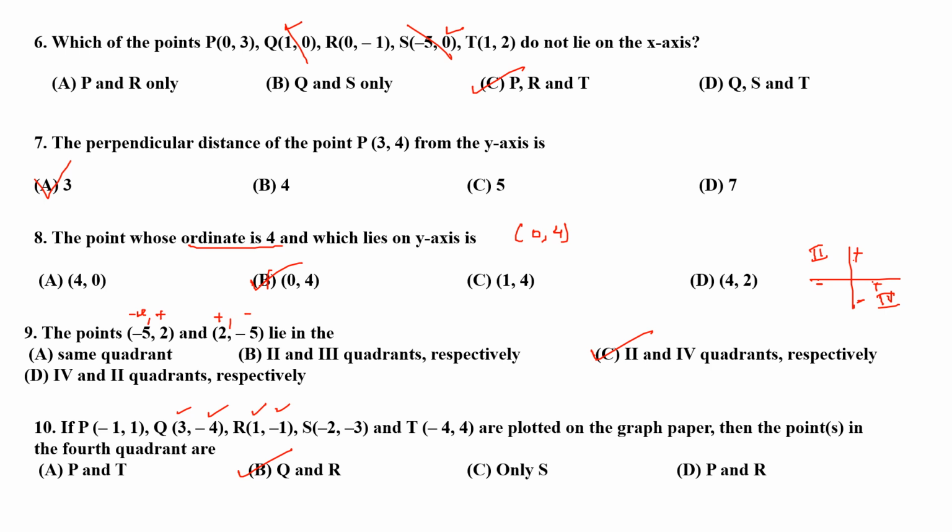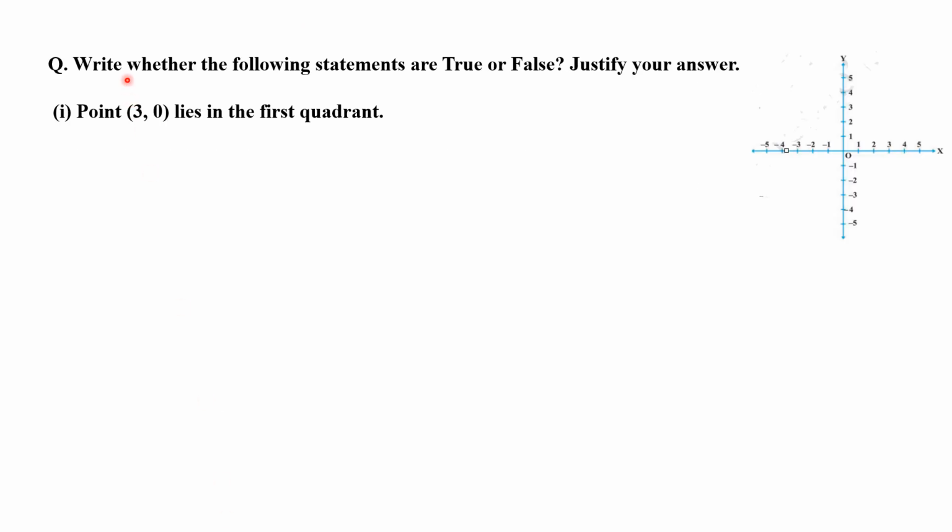Now moving to next question. Now this question is true false type of question where you have to give the justification also. The first one, point (3, 0) lies in the first quadrant. So first of all you see here the y coordinate is 0, isn't it? It means this point will lie on the x-axis. It won't lie in first quadrant. So answer is false. Okay, and you have to write it will lie on x-axis. This is the justification. Okay, (3, 0). The point is here. This is your (3, 0).